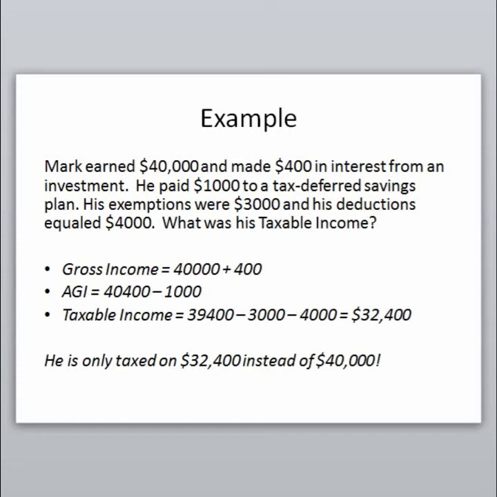Then to get his adjusted gross income, we take that $40,400 and subtract out the money he's putting away that's tax deferred, so that $1,000. So his adjusted gross income would be $39,400. And then from there, to calculate your taxable income, you subtract out the deductions and the exemptions. So $39,400 minus $3,000 minus $4,000 gives us a taxable income of $32,400. So he's only paying taxes on part of his income rather than all $40,000, really $400, since he made the money from his investment.